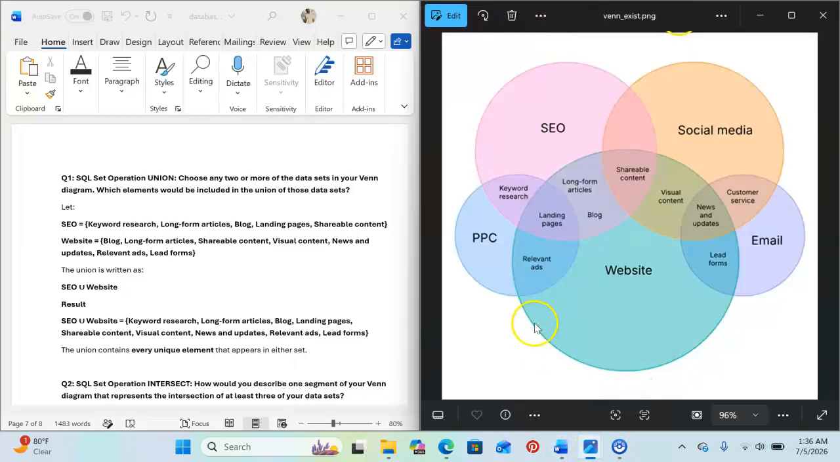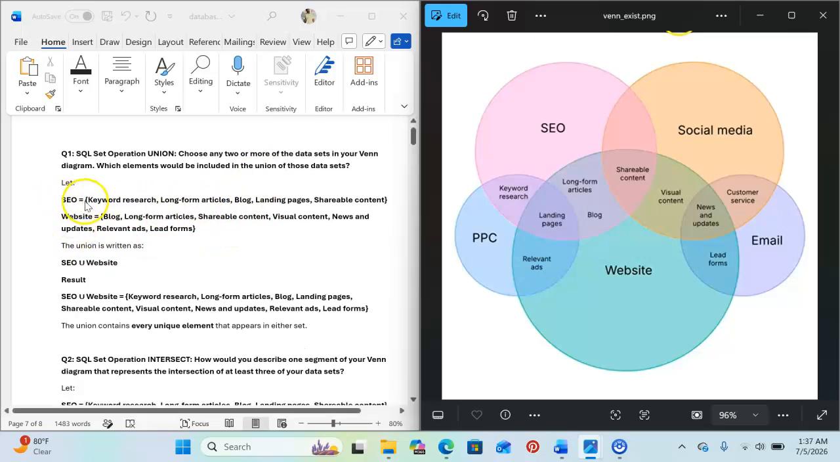Here we will begin by answering questions on the Venn diagram that I found. On the first question, SQL set operations: union. Choose any two or more of the datasets in your Venn diagram. Which elements will be included in the union of these datasets? So we choose SEO, which holds these members. Website also holds these members, and the union is written as SEO union website.